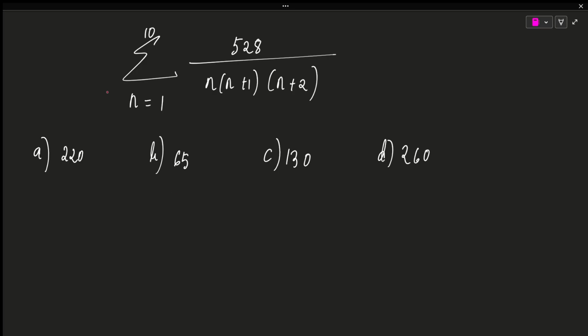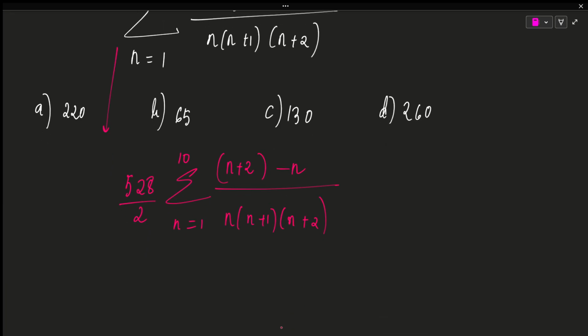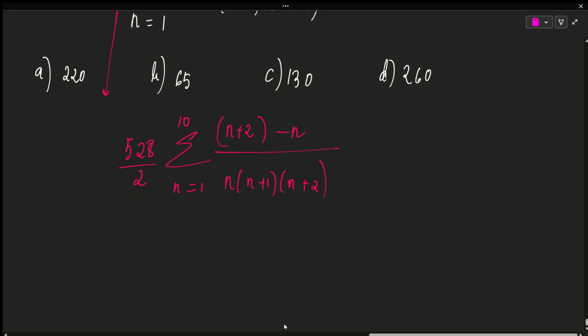So what I can do over here, I can write this thing basically as summation n equal to 1 to 10. Now take the 528 outside. The idea basically over here is to write final minus initial. So I will write n plus 2 minus n. If you write it that way, you have to divide by 2 over here, because 2 is being left out. So n into n plus 1 into n plus 2. Now the idea is you split this.